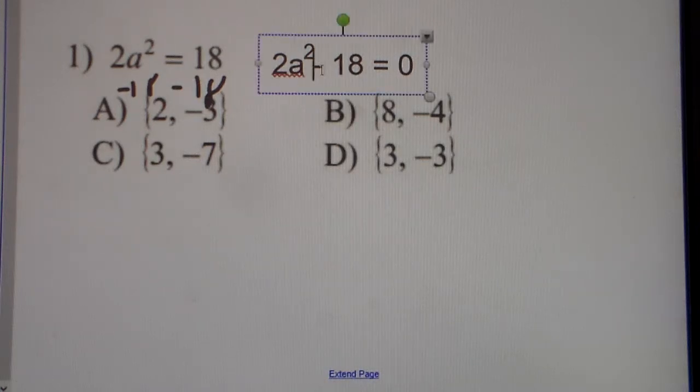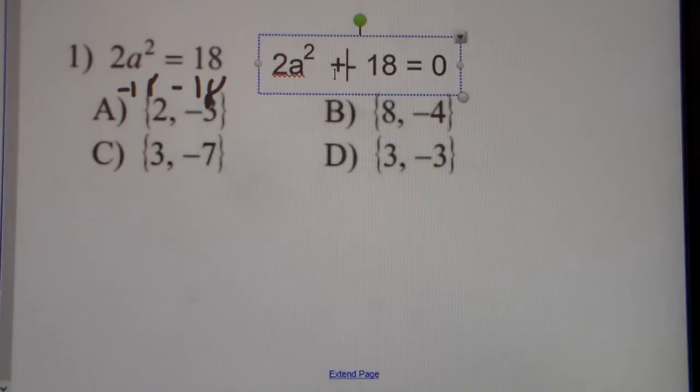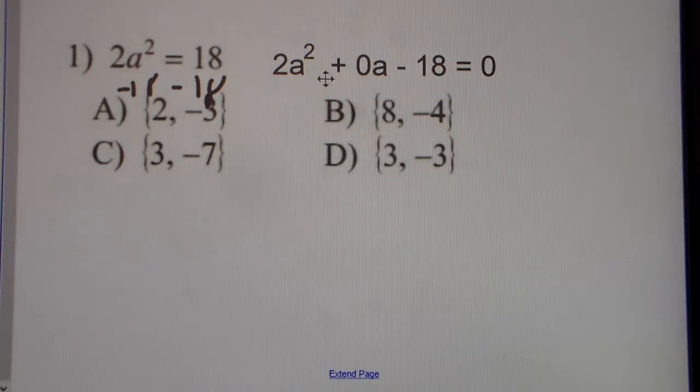Now, unfortunately, there's no regular a, so I'm going to put in plus 0a, just so you're used to seeing what we always have in class. So we have an a squared, an a, and then just a regular constant, and that's equal to 0.